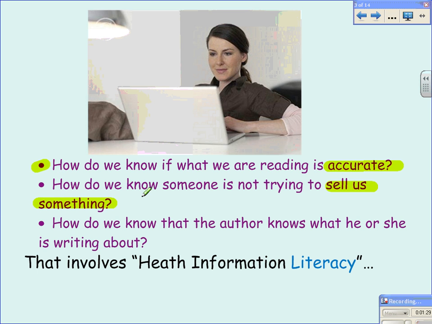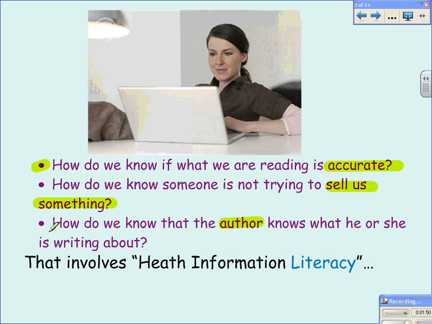Right? Are they giving us information that is pushing us to feel like we need to buy a particular product? This is something that we want to be aware of if we're reading information about our health. How do we check? If we're reading something by an author, how do we know that he or she is educated on what he or she is writing about?